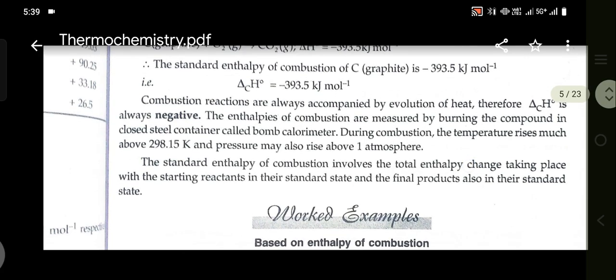Combustion reactions are always accompanied by evolution of heat. Therefore, ΔcH° is always negative. The enthalpy of combustion is measured by burning the compound in a closed steel container called the bomb calorimeter. During combustion, the temperature rises much above 298.15 Kelvin and pressure may also rise above 1 atmosphere. The standard enthalpy of combustion involves the total enthalpy change taking place with the starting reactants in their standard state and the final products also in their standard state.